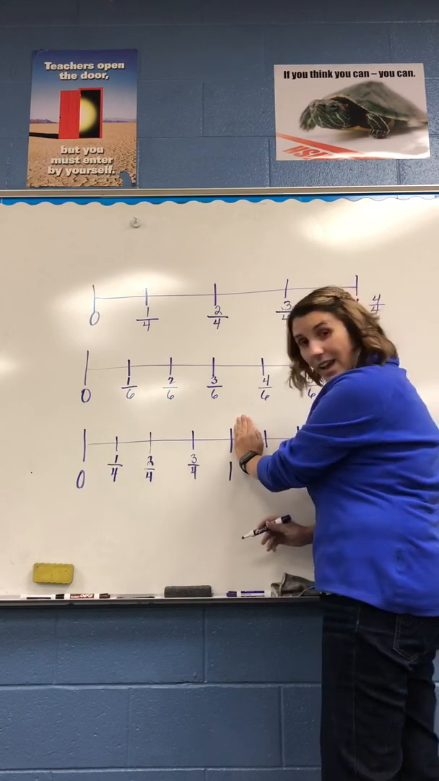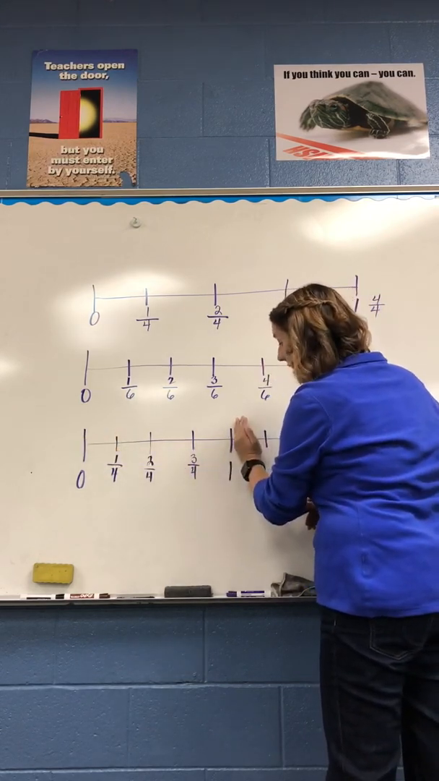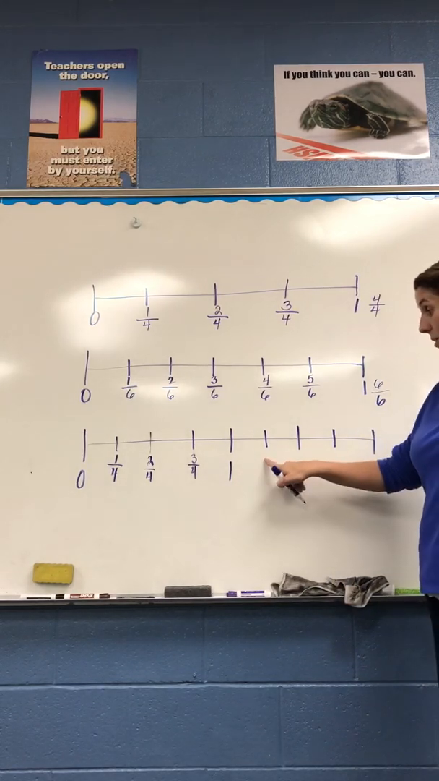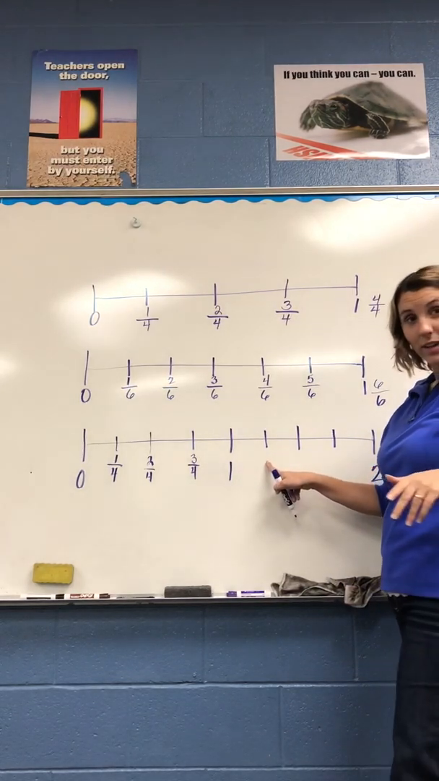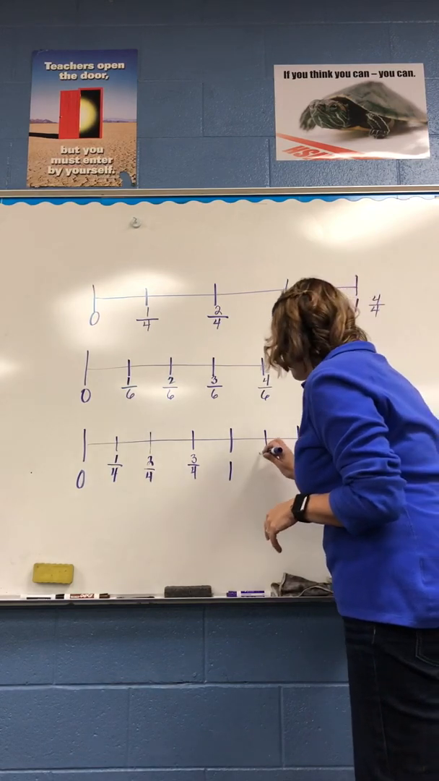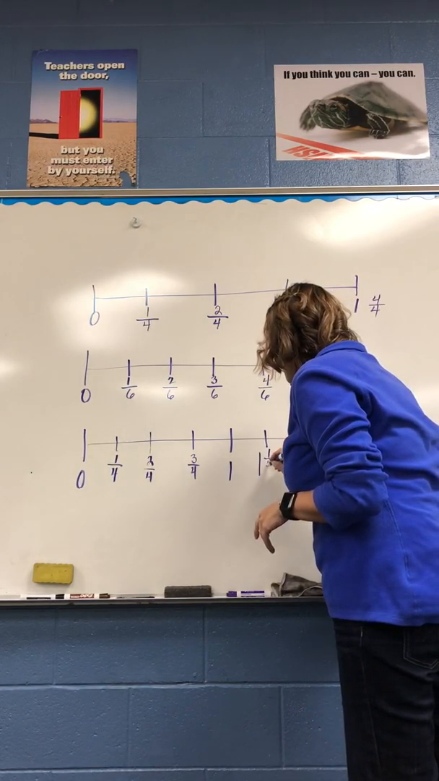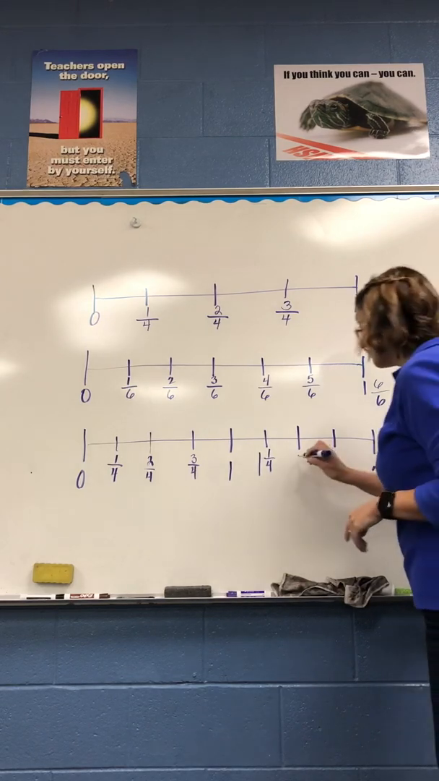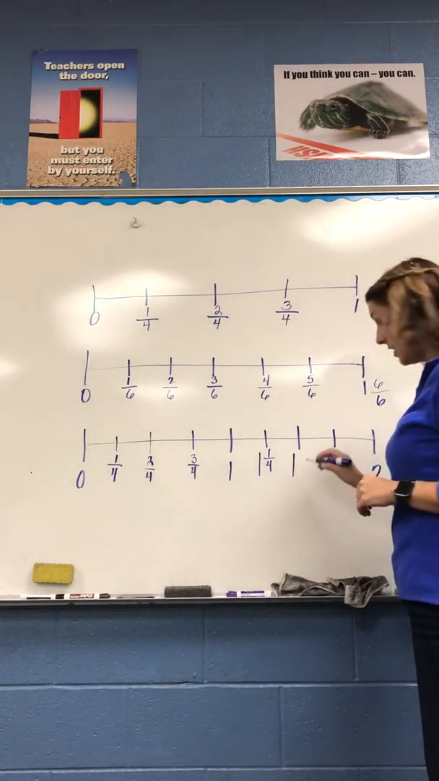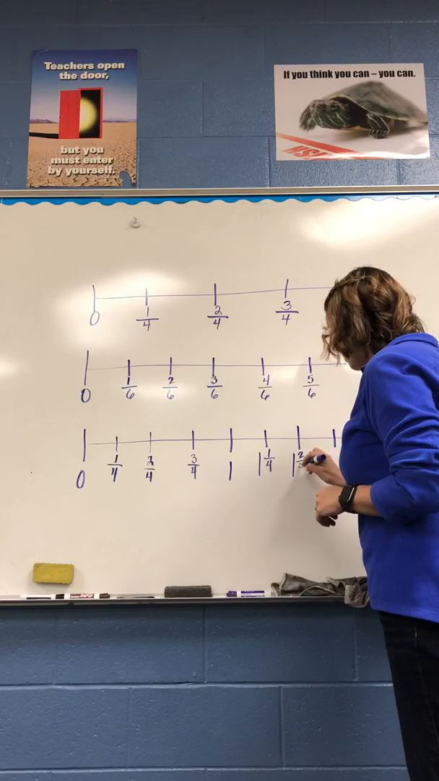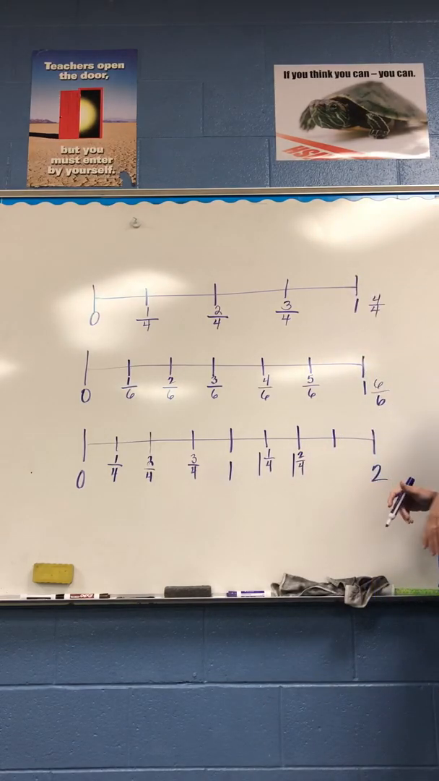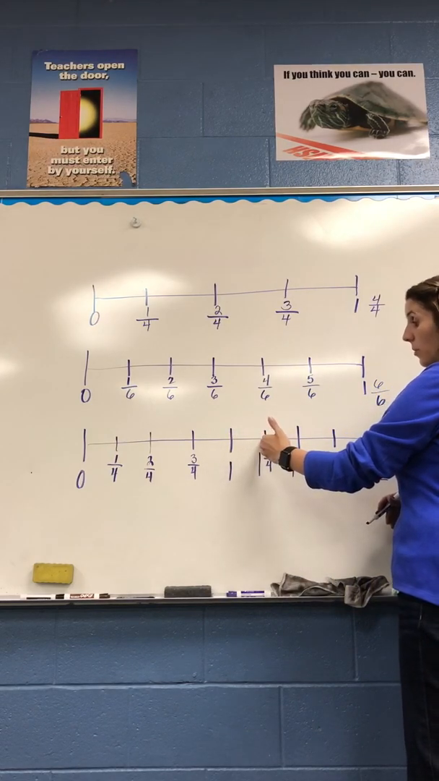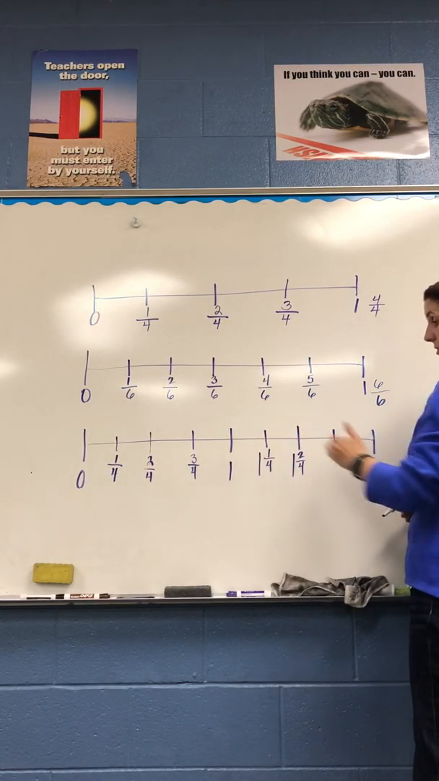Now that gets us to 1, right? But this number line actually keeps going past that 1. So we have to keep going. This is 1. What would this be? It's more than 1. It's going to be 1 and 1/4. Okay, this one, 1 and 2/4. It's like I have to run 2 races back to back. I've run 1 race.